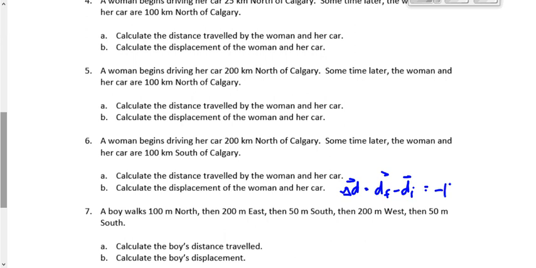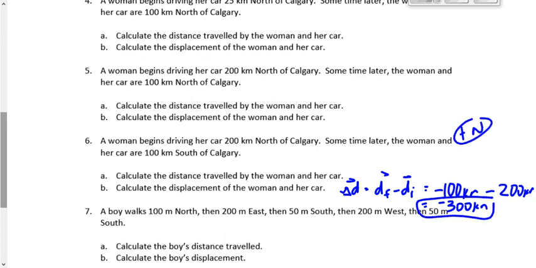I'm going to say negative 100 kilometers, because it's 100 kilometers south of Calgary. Subtract 200 kilometers. Wait a second, shouldn't that be positive 200? Yeah, it is. We're subtracting positive 200, right? Negative 100, subtract 200 gives me negative 300 kilometers. I can leave it like that, negative 300 kilometers, or I can make it 300 kilometers to the south.